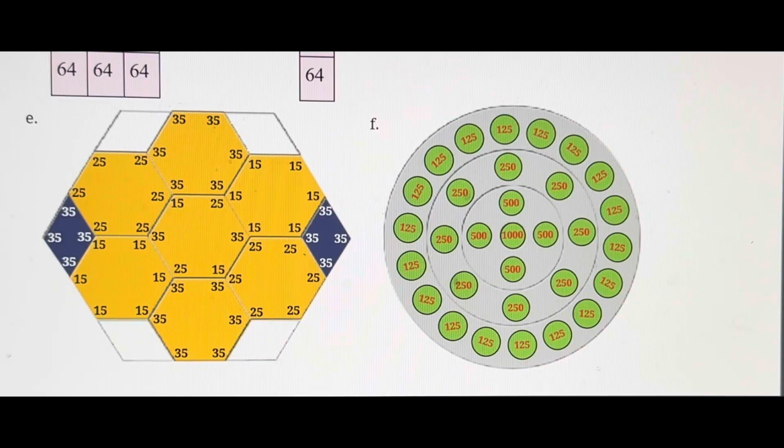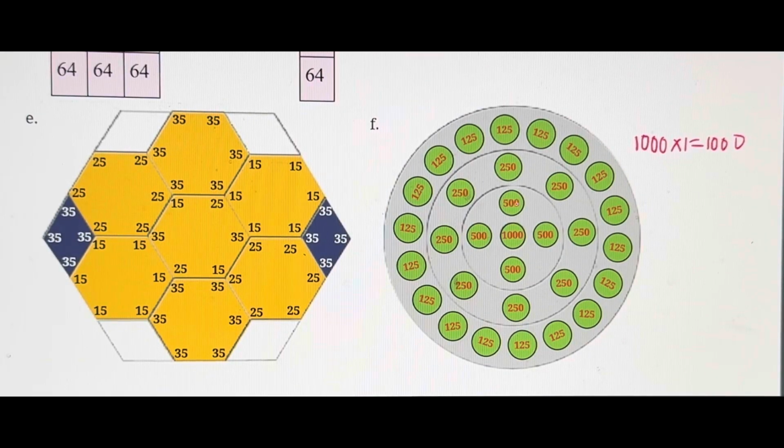Now question number F. Let us find out. First, let us see the types of numbers. So in the center there is 1000. Then comes 500. Then comes 250. And then comes 125. So we start counting. 1000 is only one time. So first we write down 1000 into 1, which is very simple, 1000.